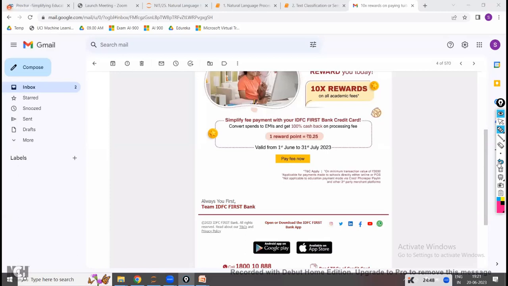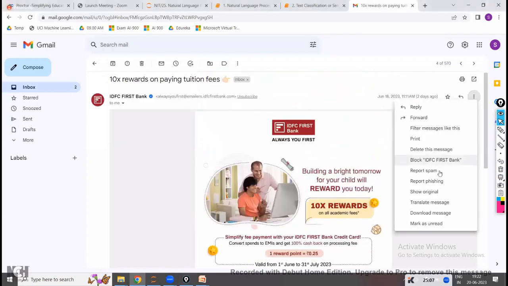So for example, you have got mails from Naresh IT, and you are reporting them as spam. For example, I have selected IDFC Bank. Whatever IDFC Bank message I have got here, I am going to click on report spam.